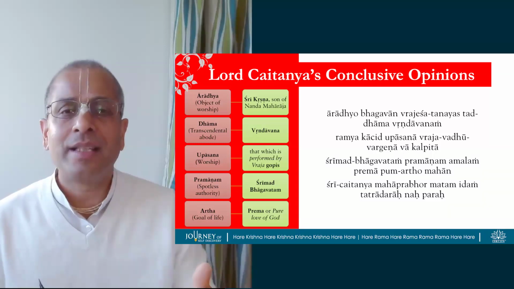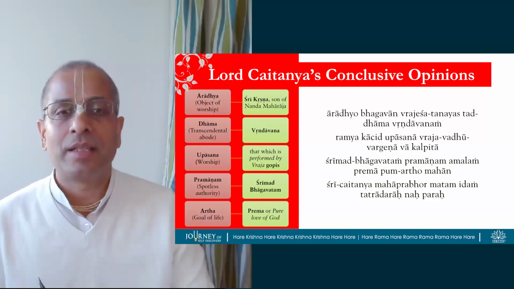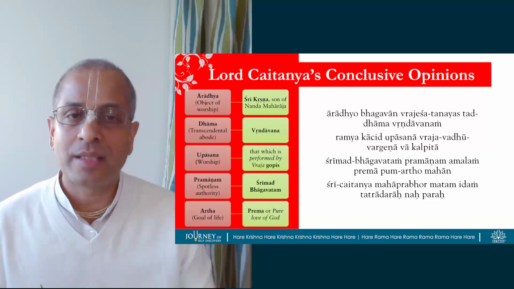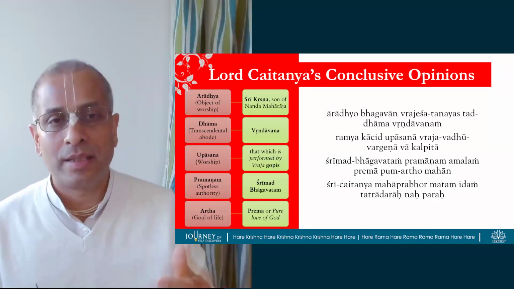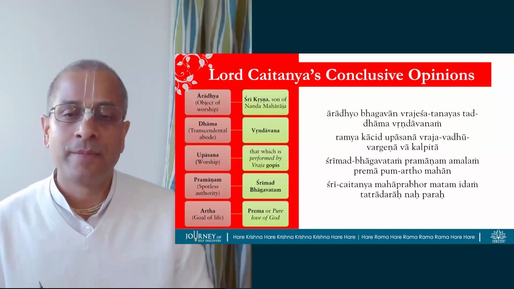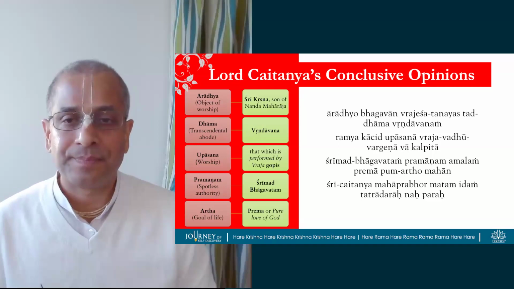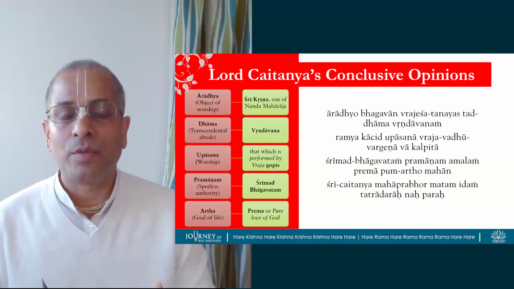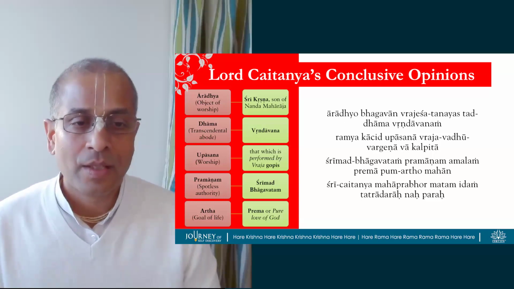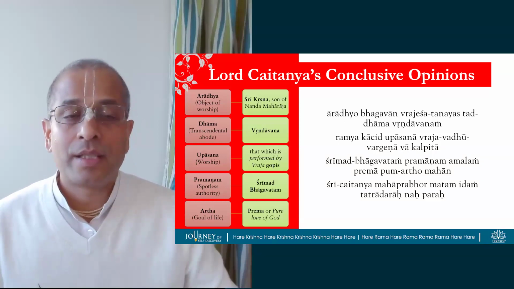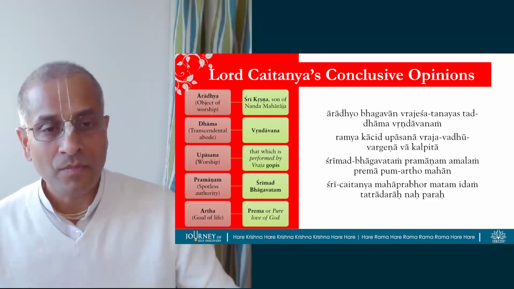So these are the 5 conclusive truths. The Aradhya, the highest object of worship, is Lord Shri Krishna. The supreme transcendental dham is Vrindavan. The best worship is the worship of the gopis that they offered to Lord Shri Krishna in Madhurya Rasa. The best pramanam is Srimad Bhagavatam. And the artha, the goal of life, is prema, developing love of Godhead. So this is how the Srimad Bhagavatam is glorified.